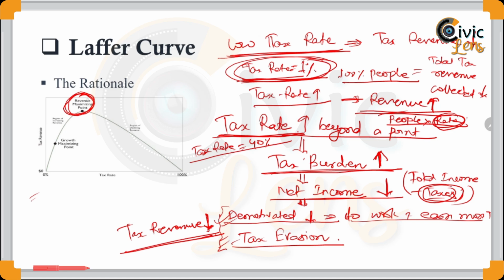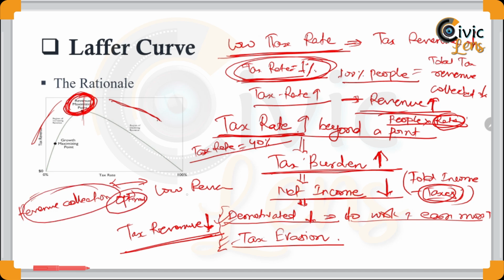So basically there is just one point, this revenue maximizing point, which separates this part and this part. This is one tax rate, for a particular economy, which strikes a balance between revenue collection and behaviors which lead to low revenue. So there is just one optimal tax rate which strikes a balance between these two ends. This is exactly what the Laffer Curve says.